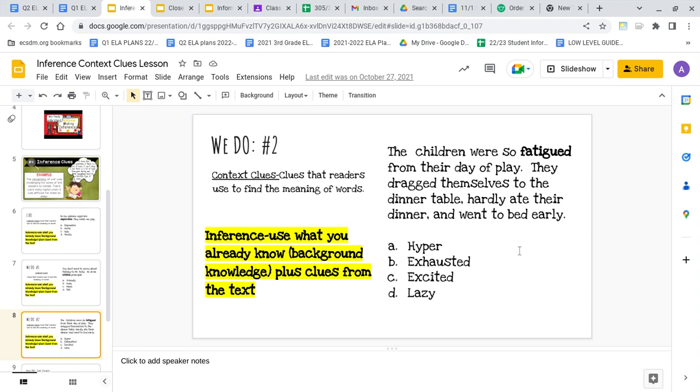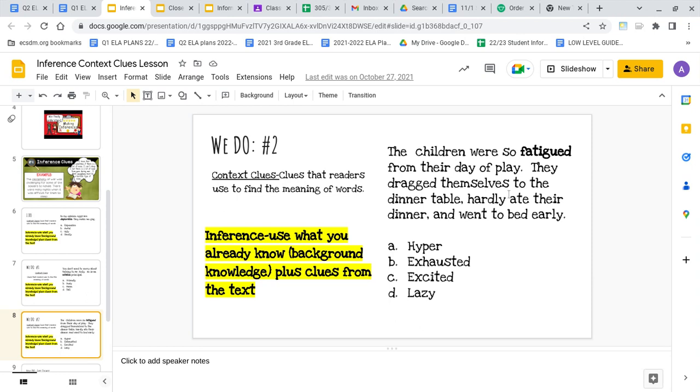So the children were so fatigued from their day of play. They dragged themselves to the dinner table, hardly ate their dinner, and went to bed early. Okay, so now I'm looking at the clues. I'm trying to figure out what the word fatigued means. I know that if I am dragging myself to the dinner table, either I am not feeling well, something is wrong, something is not normal. Maybe I'm tired, maybe I'm sick, I don't know yet.